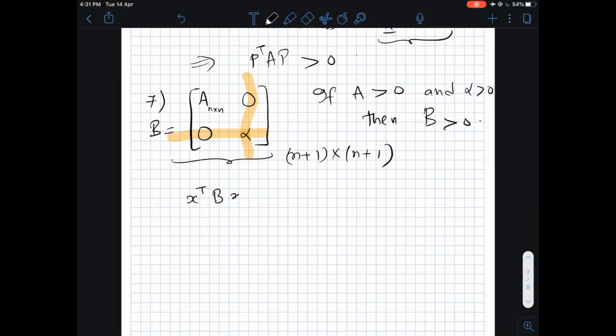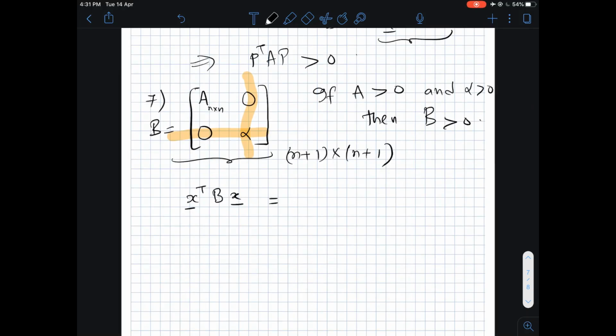Once again, to prove that B is positive definite, you have to construct the quadratic form for B. So when you do x transpose Bx, this B matrix being a block matrix, let's actually rewrite even x in terms of blocks. So let's write it as the x1 block, x2, multiplied with the block matrix A, 0, 0, alpha, multiplied with x1, x2. Now we expand the whole thing out.